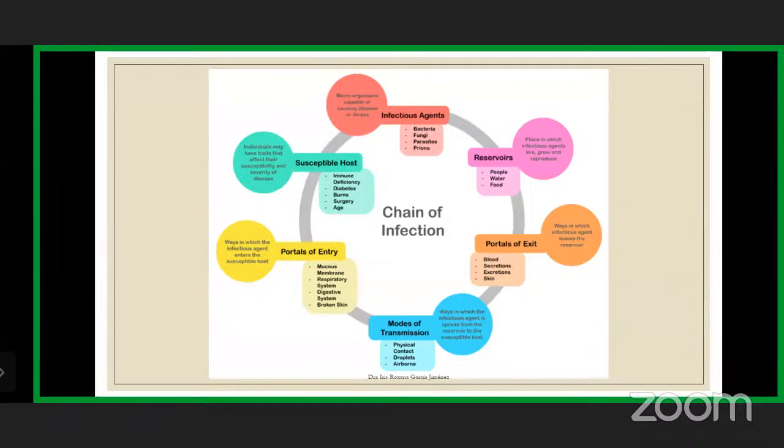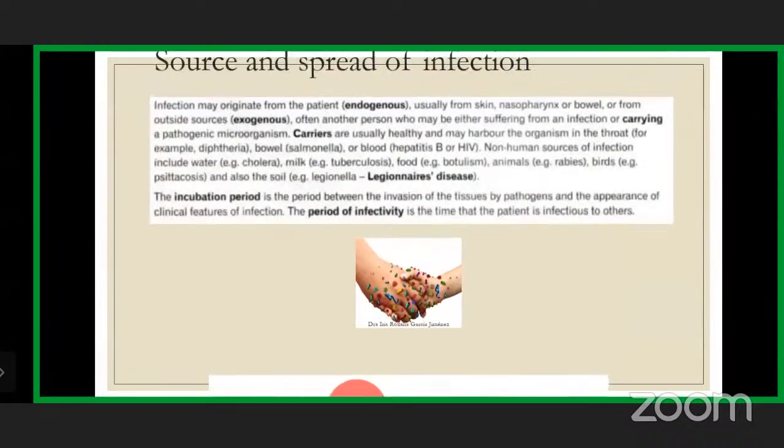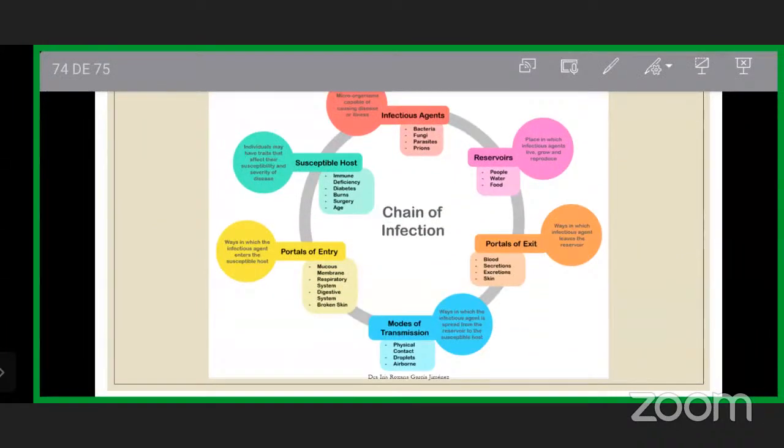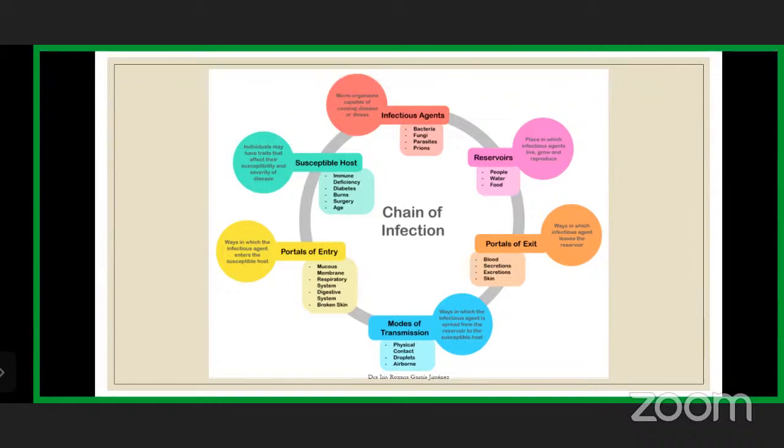Why vocabulary? Because here you have more ways to talk about it. For example, in the susceptible host, we have immune deficiency, diabetes, surgery, age. So consider this, read this, practice with this, and we can talk about it.